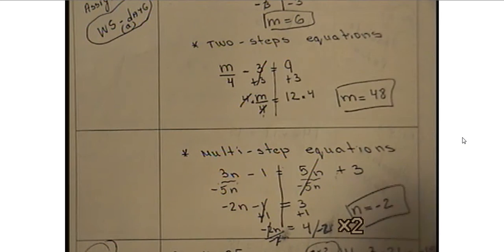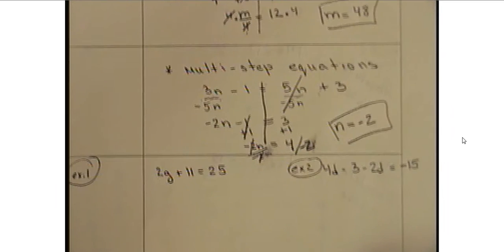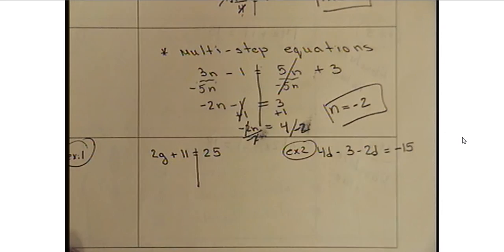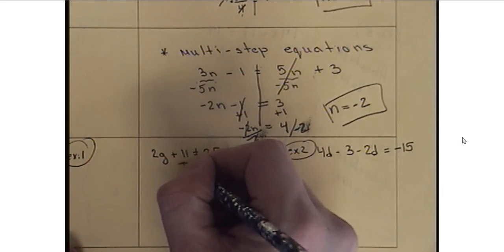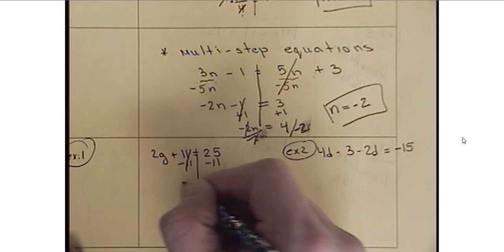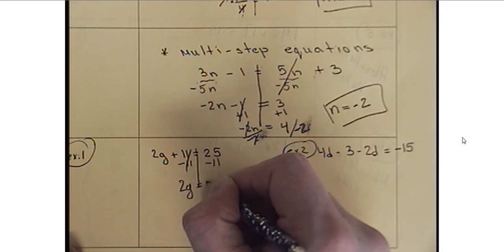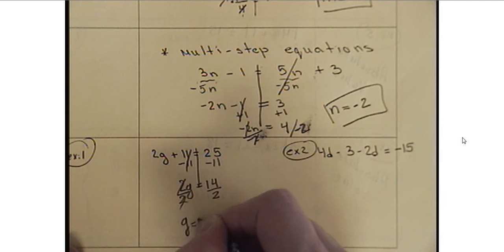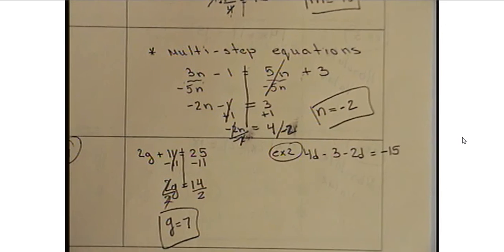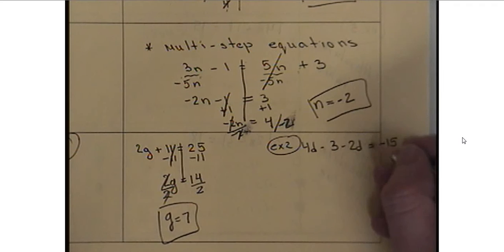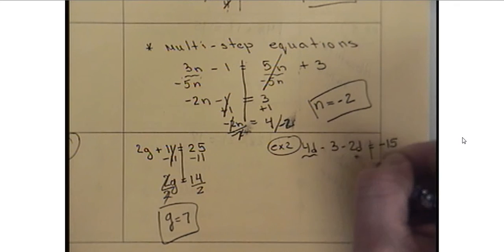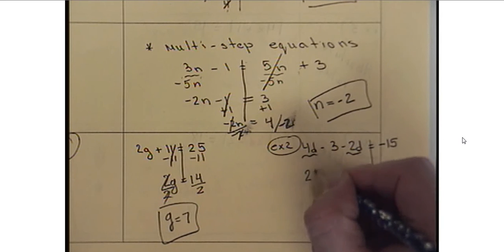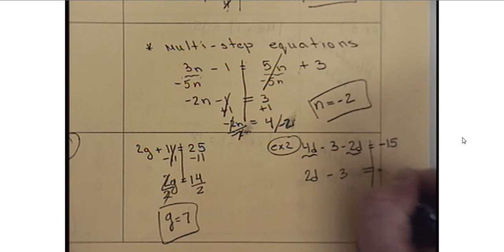Let's continue solving some more. If we are given 2g plus 11 equals 25, we're solving for g, so minus 11 on each side, then 2g will be equal to 14, we'll divide by 2 on each side, and g is equal to 7. Another example will be one of those like terms that I mentioned earlier. So we have 4d minus 2d. Those two are like terms, we combine them. 4 minus 2 will give us 2d minus 3 equals negative 15.